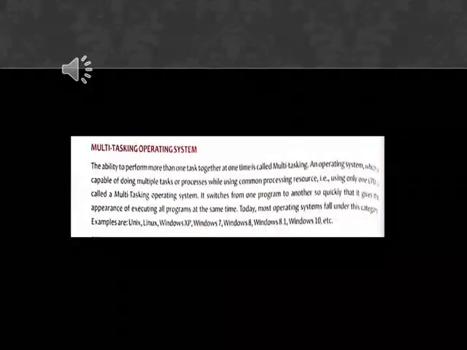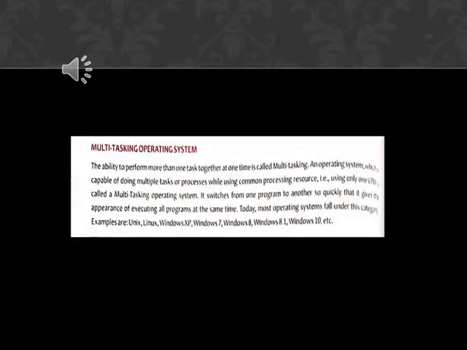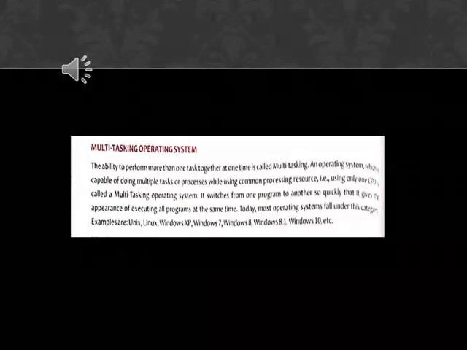The operating system has to take care of doing more than one task. Because more than one task is going on at the same time, the operating system switches from one program to another so quickly that it gives the appearance of executing all programs at the same time. So the user does not feel that one program is stuck while another program is going on.